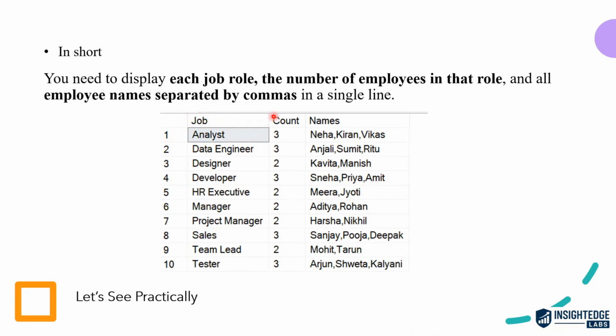In short, you need to display each job role, then the number of employees in that job role, and also you want to display the names of all employees, separated by comma in a single line, working in that job role. How will you handle this question in SQL?